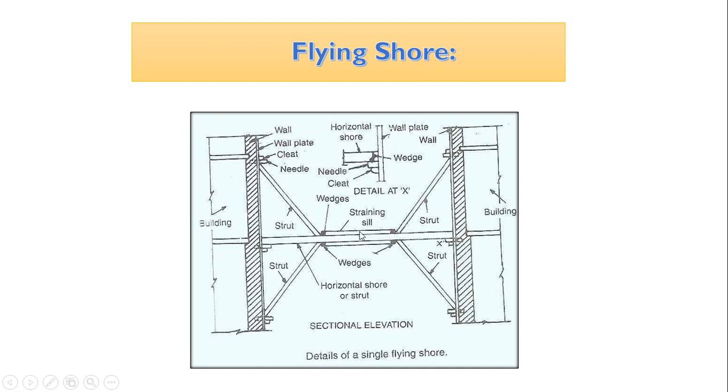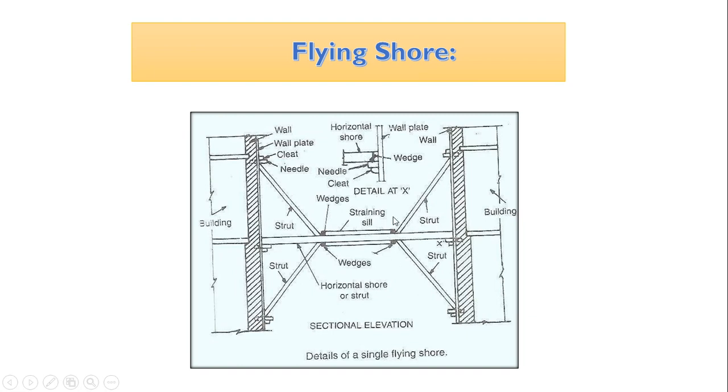Then, to avoid displacement, straining sills are provided. Wedges are provided here with care so that there is no slip. Here a needle is inserted so that it will not slip in the upward direction. At the top also cleating is done. Proper fixing is provided so that there is no displacement during the work. Here you can see the arrangement: the wall plate, wedge shapes, needle, and cleat, and this is the horizontal shore.